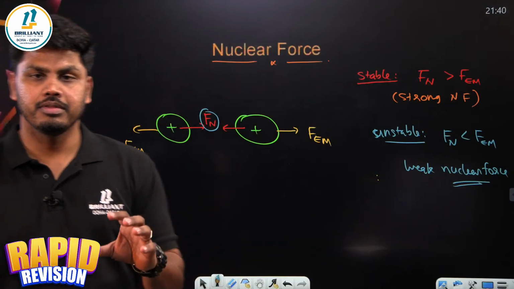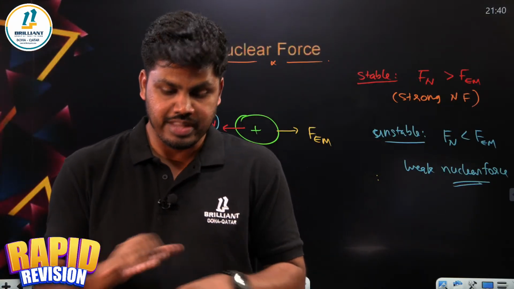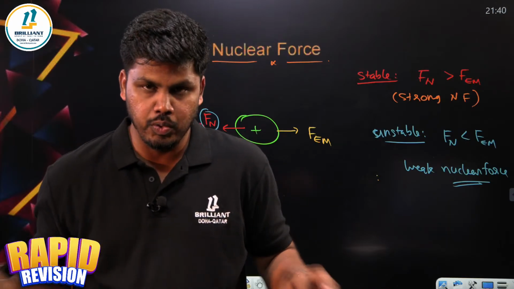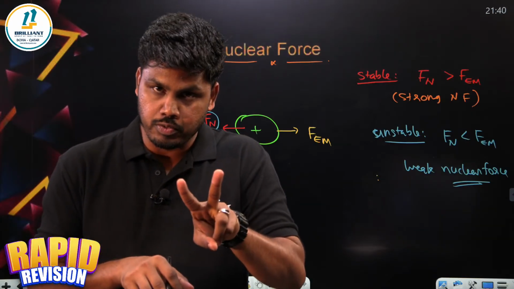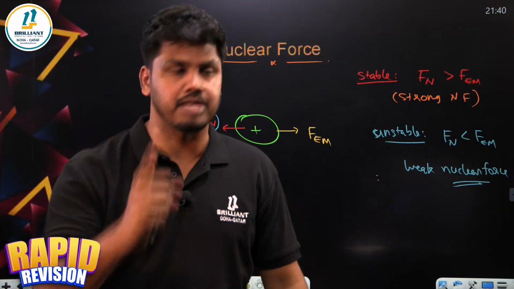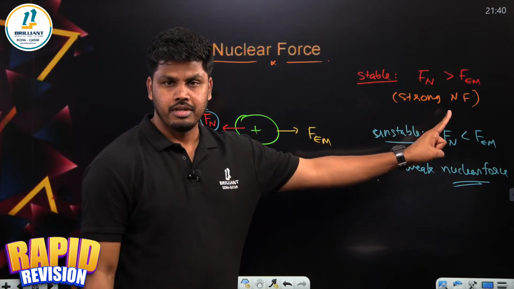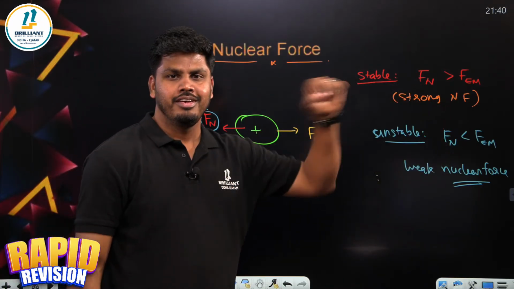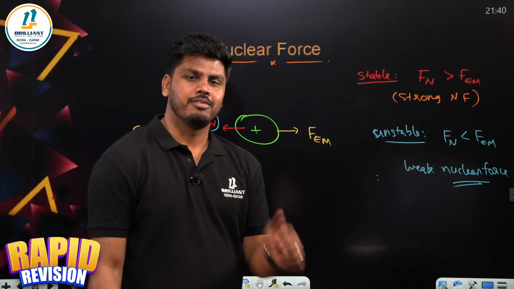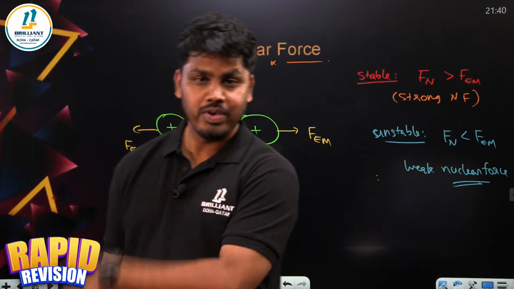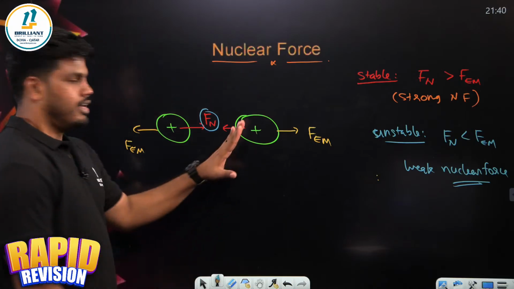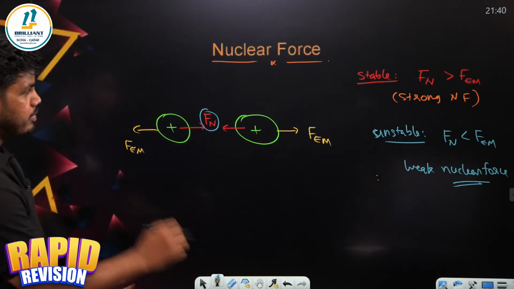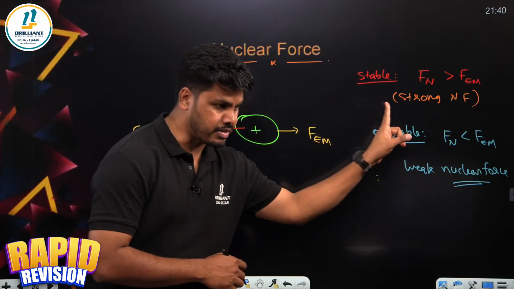The weak nuclear force and strong nuclear force, the two types of nuclear force, have the same properties except their strength. How can you identify the strong nuclear force? That will be stronger than the electromagnetic force. What is the weak nuclear force? Weaker than the electromagnetic force. Exactly. So strong nuclear force will be in a stable nucleus.